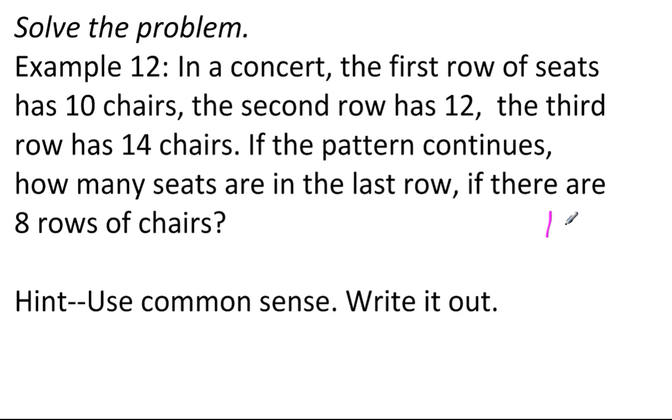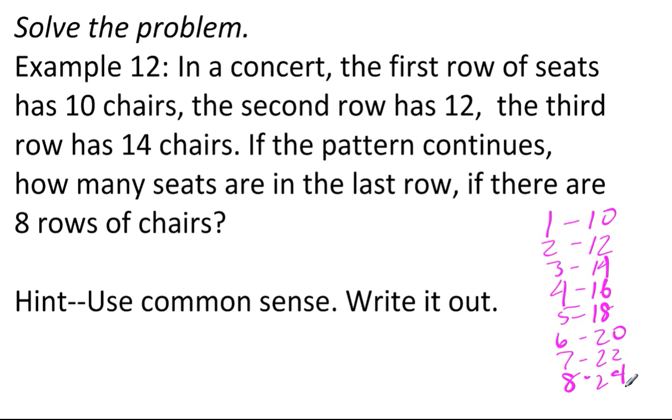Alright, so then you get these kinds of things. First row, we've got 10 chairs. Second row, we've got 12. Third row, 14. Hopefully you see our pattern, we're adding 2 every time. If you want to just sit here and keep writing them down, that's fine by me. It ain't gonna pay me no never mind. And then the 8th one here is 24.